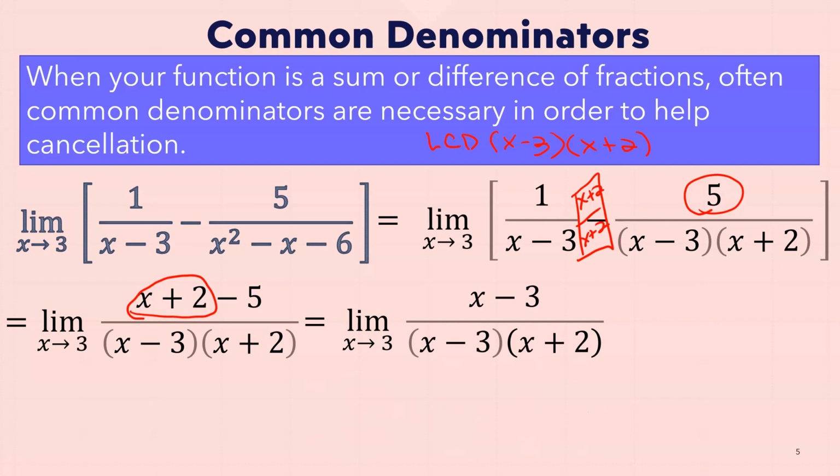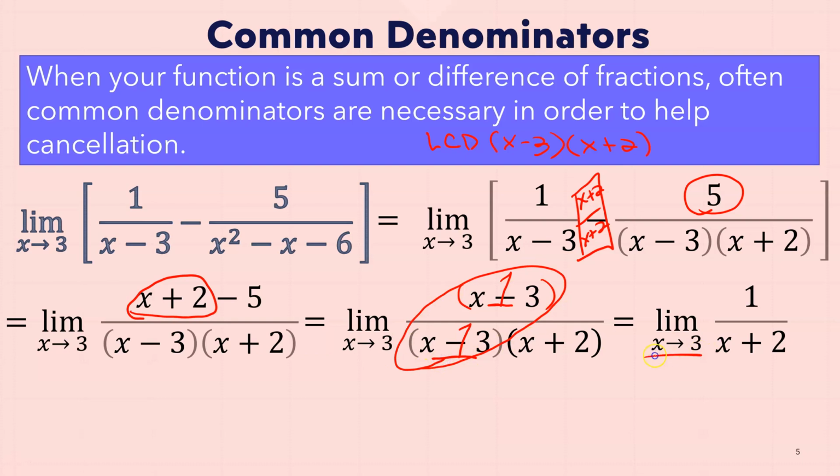Simplify to just be that, and we can see that this factor x minus 3 divided by x minus 3 is 1. So really you have the limit as x goes to 3 of 1 over x plus 2. It is nice that this got canceled out so that we can do a direct substitution. Plug in the 3, and you'll get 3 plus 2. Okay, so that's the common denominator trick.